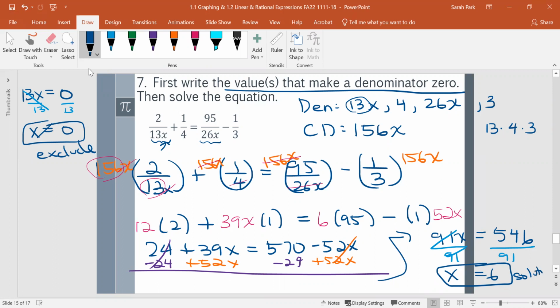So don't confuse the two. One is you're finding the value that we need to remove, right? Because that makes the bottom 0. And 6 is the actual solution, because if we substitute 6 back in for x, you'll get the same answer on both sides of the equation.